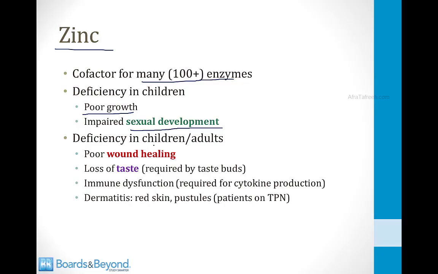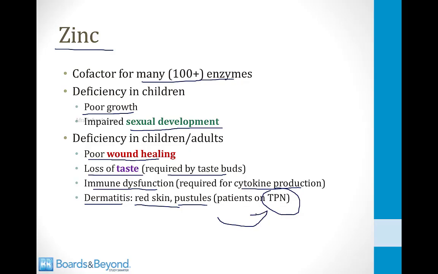In addition, children or adults who are deficient in zinc can display poor healing of wounds. They can lose taste because zinc is required by taste buds. They can also have immune dysfunction because zinc is required for cytokine production. And finally, they can develop a dermatitis. They can get red skin and pustules. This is sometimes reported in patients who are receiving IV nutrition, which is called TPN. If you forget to supplement the TPN with zinc, one of the first signs you will sometimes see in chronically ill patients is a dermatitis.